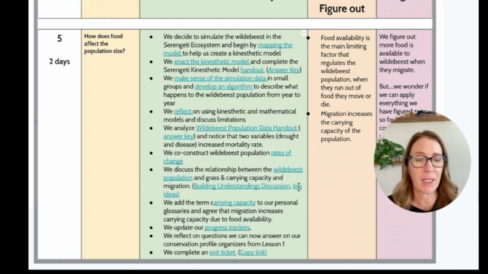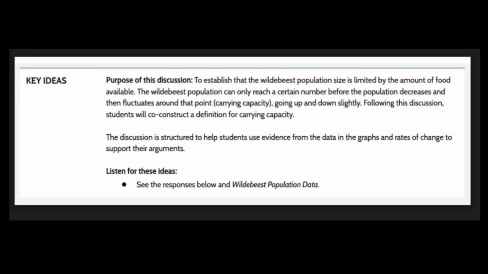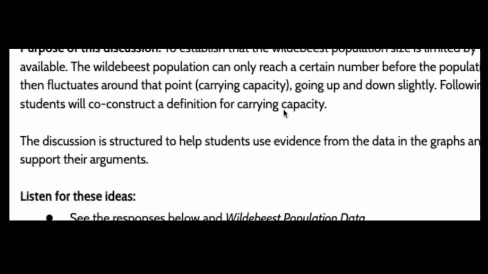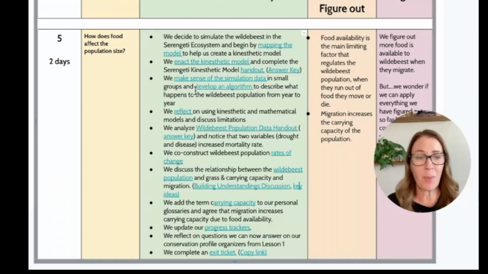There are some key ideas in the teacher guide. And these key ideas are really important that you need to help pull out of the discussion. And that is really to understand the idea that a population can reach a certain number before the population decreases and then fluctuates around that point. And we're going to call that carrying capacity. And it is going to go up and down slightly around that carrying capacity. So that's the big idea here, is that we have developed the term carrying capacity.